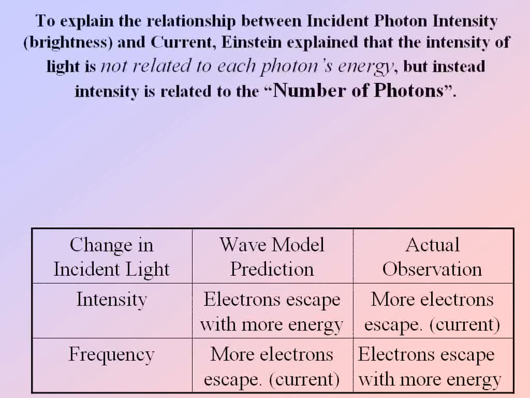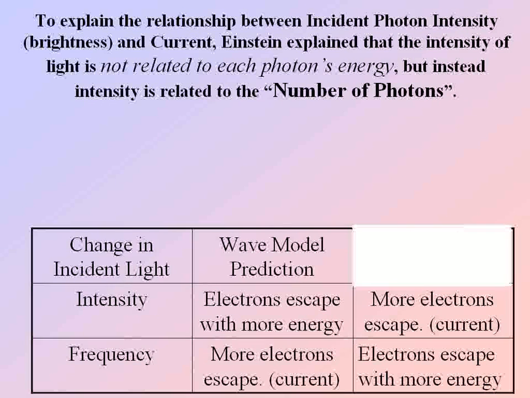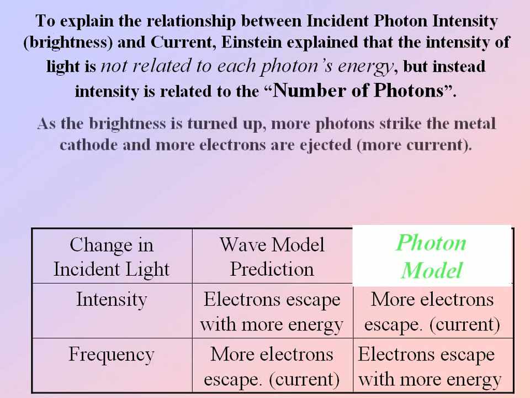Einstein also used Planck's idea to explain how the intensity could affect the current. Since each photon consists of one bundle of energy, then higher intensity light would actually contain more photons. So more photons would mean brighter light. So if you shine the light brighter, that means more photons come in, and so more photoelectrons will go out, resulting in a higher current.